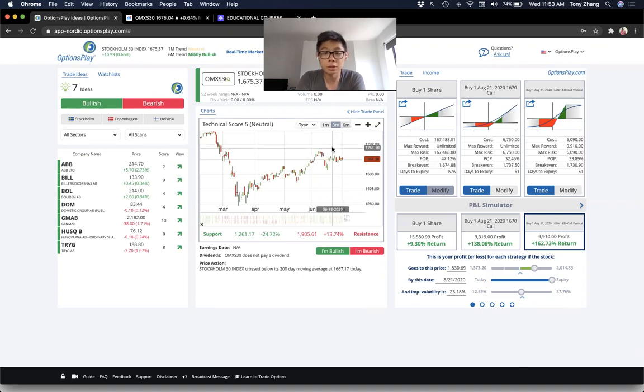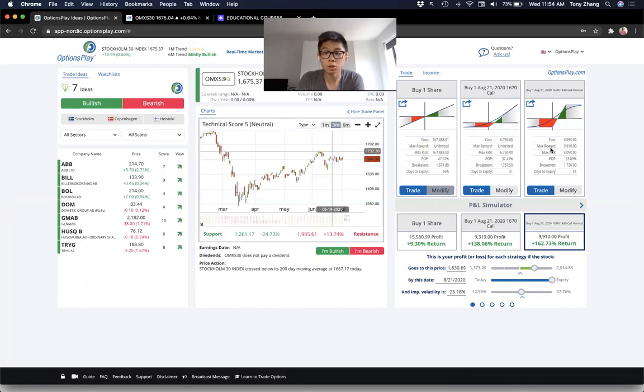Now, 1737 is roughly at that 52-week high. So you basically have to say to yourself, by August, I believe OMX 30 will have moved higher and made it to a new 52-week high, a new relative high, a new 3-month high, in order for it to make sense for me to buy a call option.